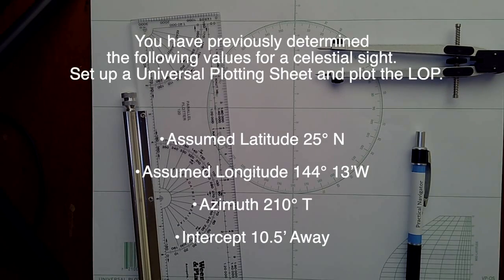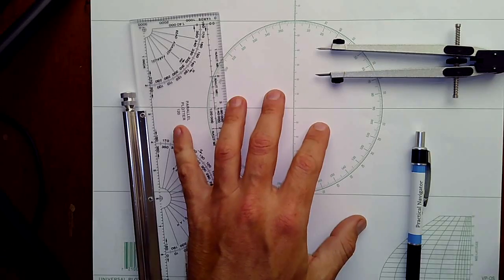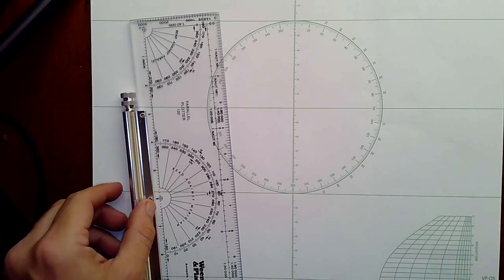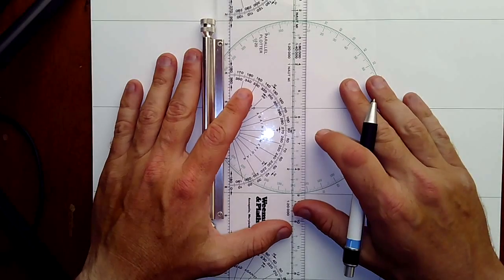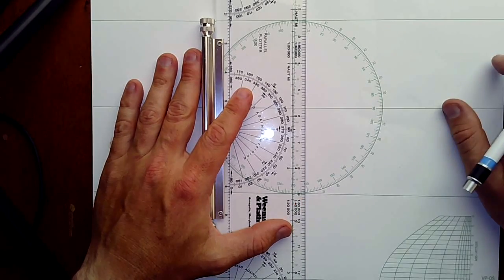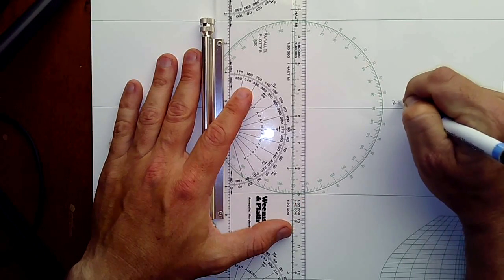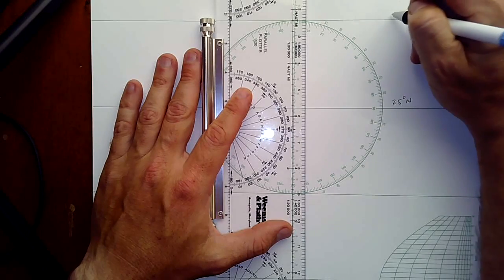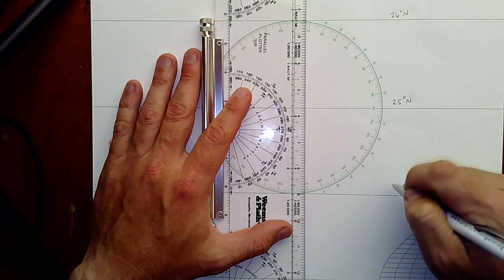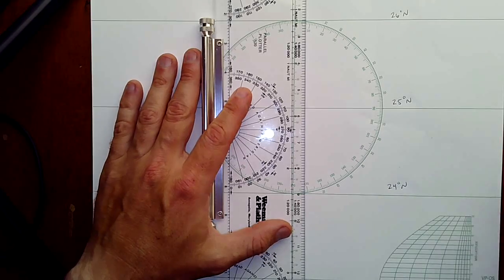The time has finally arrived to plot a celestial LOP onto a universal plotting sheet. So let's work through this problem and talk about the steps. The first is going to be to create the universal plotting sheet for the specific situation we are in. So if our assumed latitude is 25 degrees north, that's always a good place to put your center latitude. This would be 26 degrees north. This would be 24 degrees north.